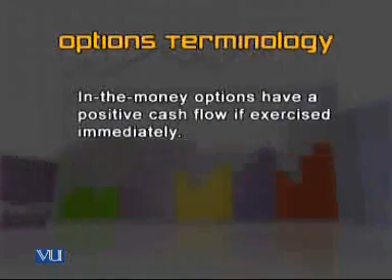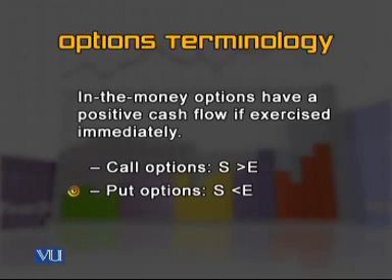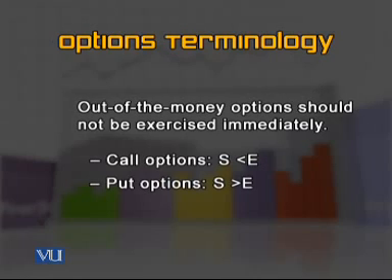More words for you. You must remember words. Another word would be in the money. In the money options have a positive cash flow. If you exercise it immediately, an in the money option would have a positive cash flow. Another word would be out of the money. Out of the money would mean that it should not be exercised immediately. Call option, the strike price would be less than the exercised price.